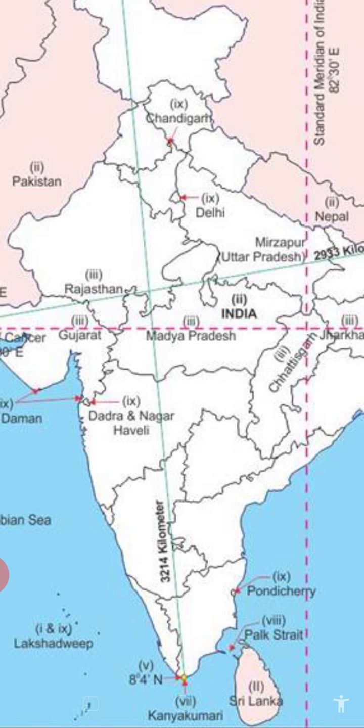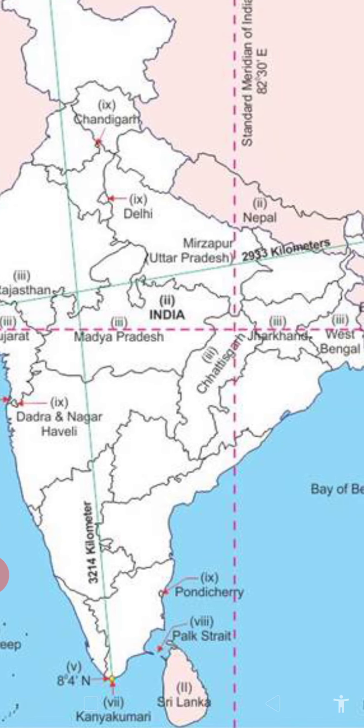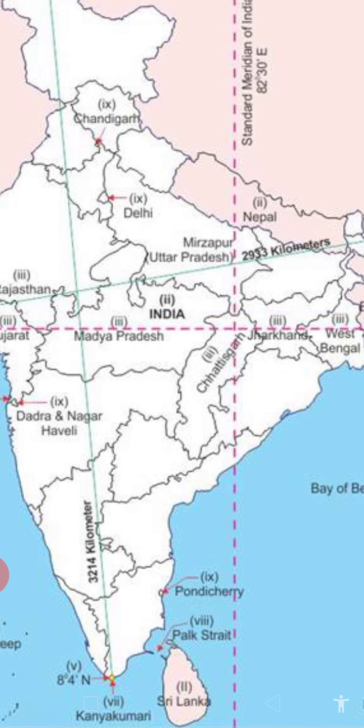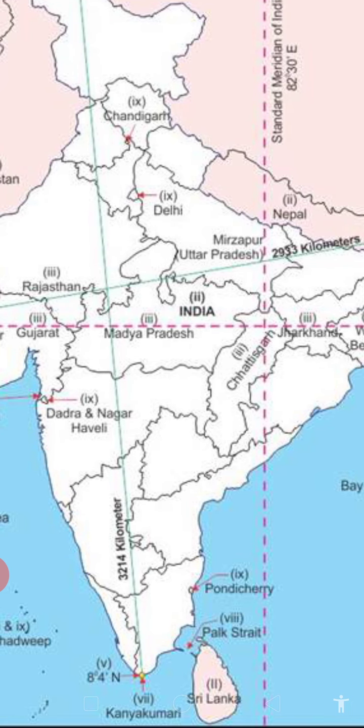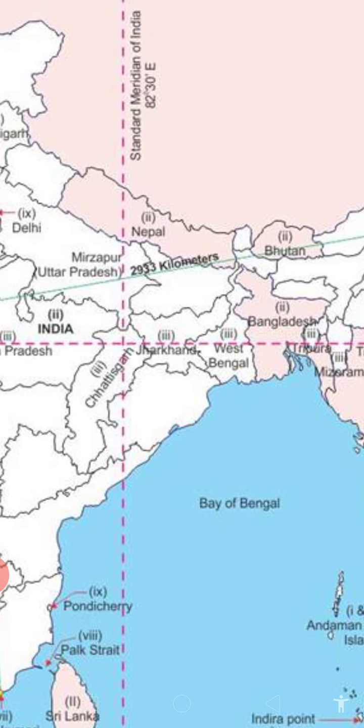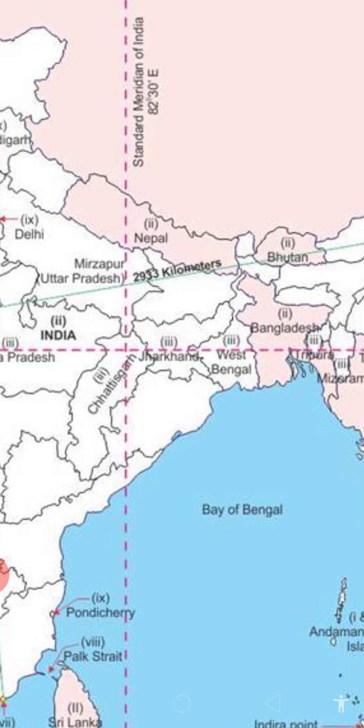Now your homework today is only to fill the map of India with the union territories, standard meridian, Tropic of Cancer, Palk Strait, and the neighboring countries. So this is the homework for today only. No writing, no other writing work, nothing.